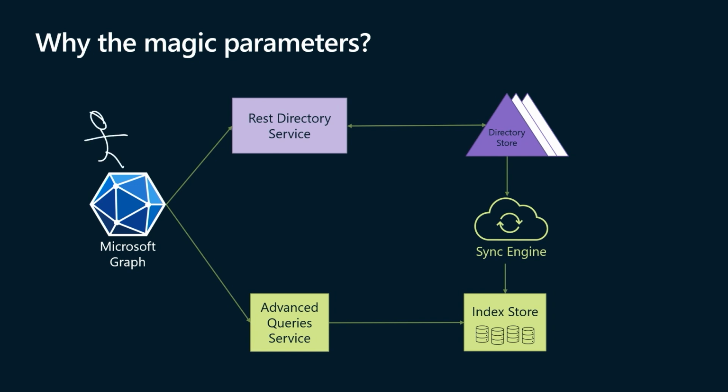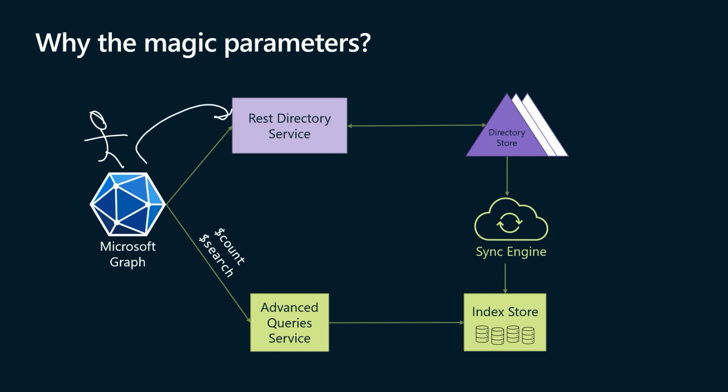When a user executes a request to Microsoft Graph asking for a directory object, Microsoft Graph doesn't know which service to redirect to, because both REST directory service and advanced query service are able to answer. So when the request contains, for example, count or search, or something that only advanced query service is able to respond to, then there are internal rules in Microsoft Graph that allow it to redirect to the right service.